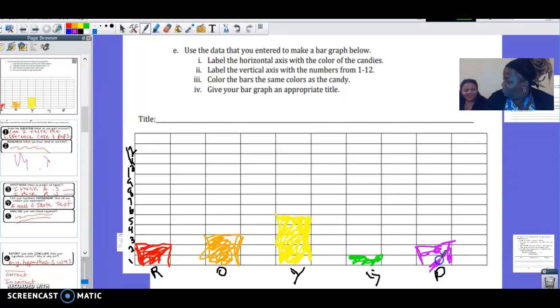Purple up to the second one right here. And there's a completed bar graph.